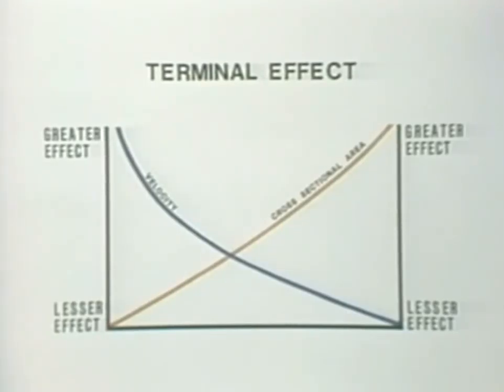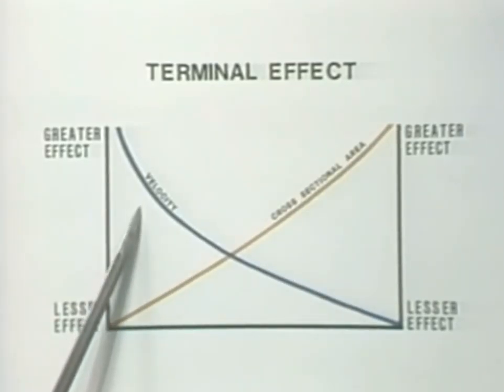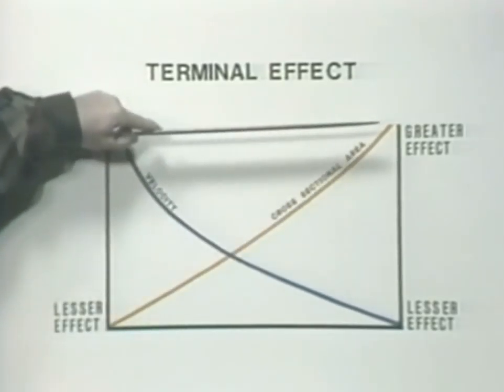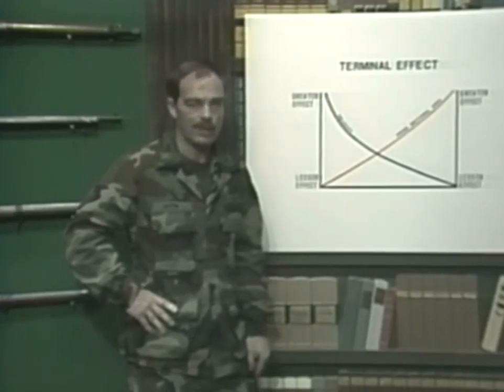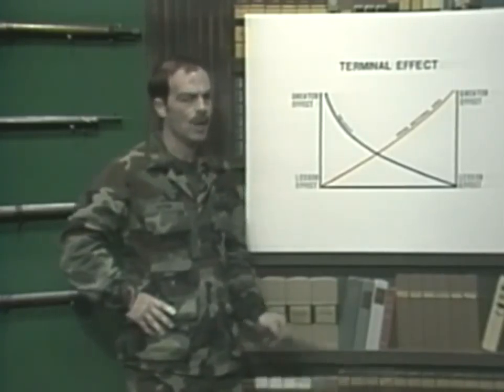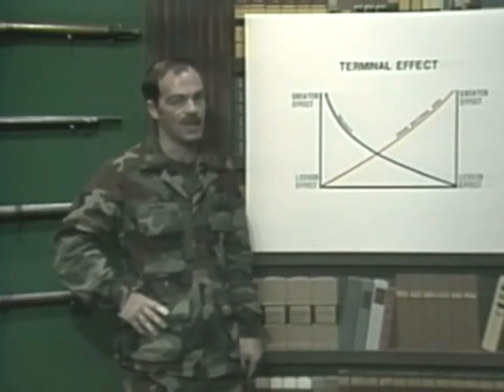What happens if you increase both the cross-sectional area and the velocity? In that case, both curves are displaced upwards on the chart. Here is a can shot by the same bullet as used in the 7.62 NATO, but fired at 3120 feet per second, the same velocity as the M16.